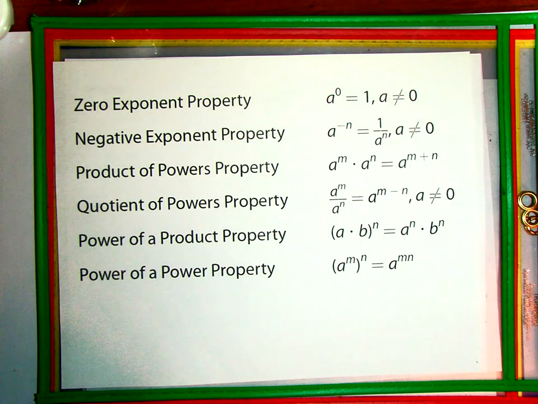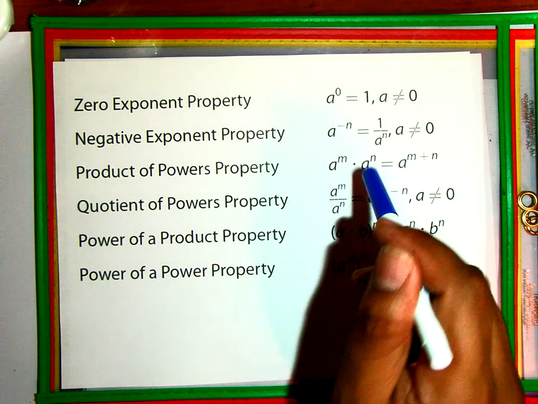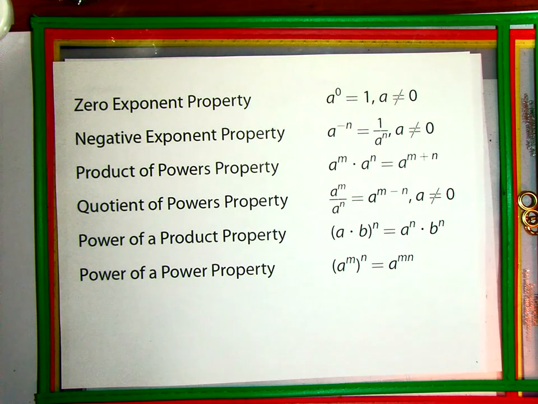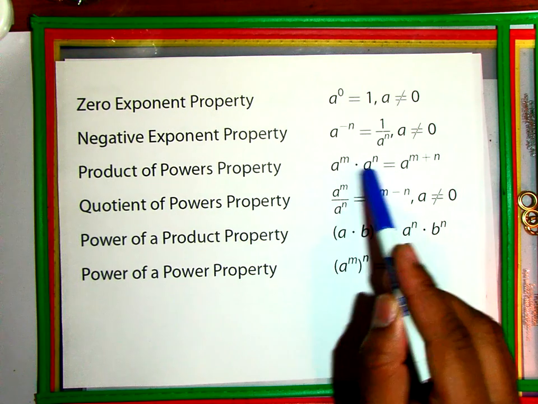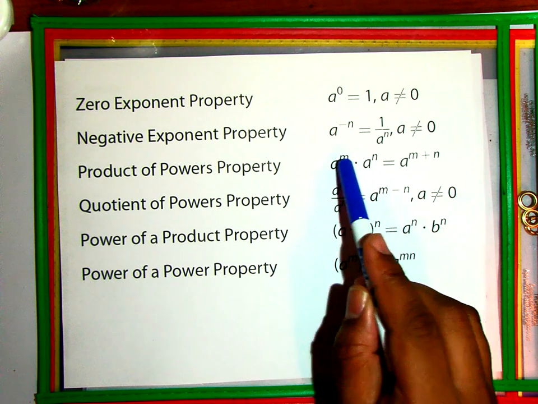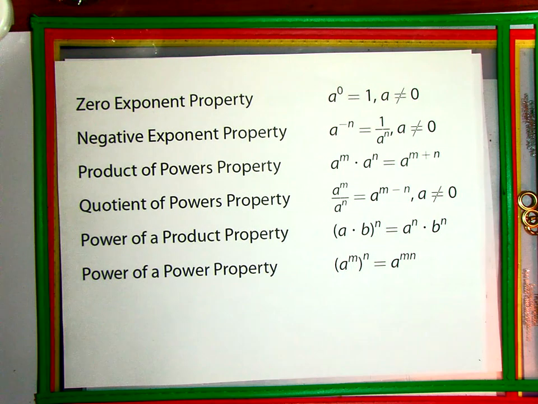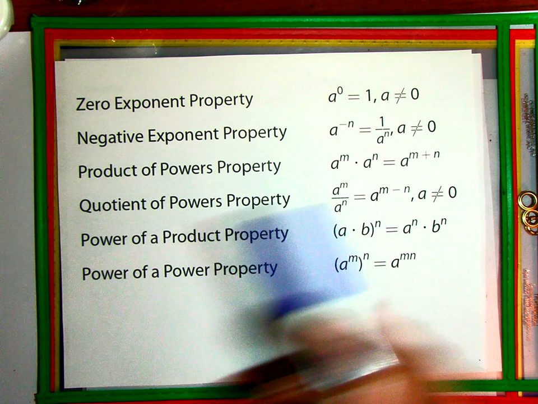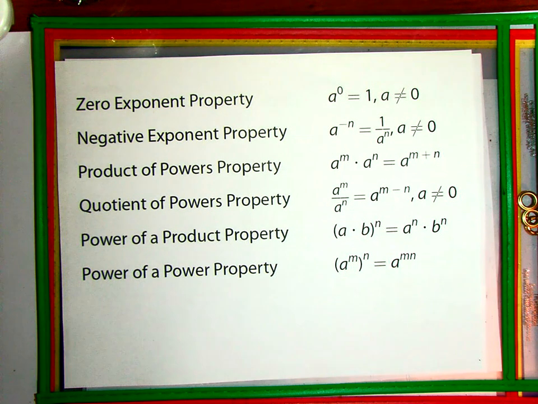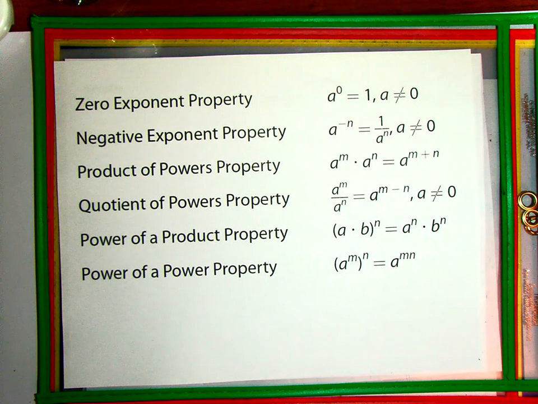Second, you have the product of powers property, where you have a to the m times a to the n. As long as the base is the same, you just add your exponents and keep the base the same. That's product. Next is the quotient or division of powers property, and it's similar. Instead of adding, though, you're going to subtract, as long as a is not 0.